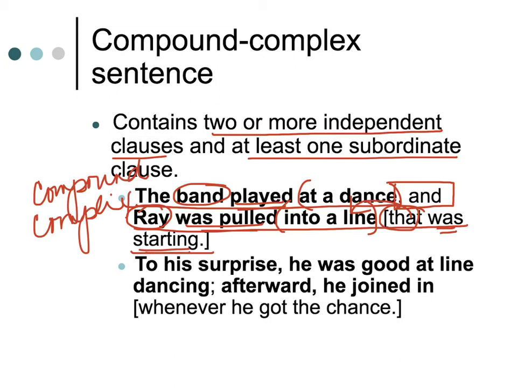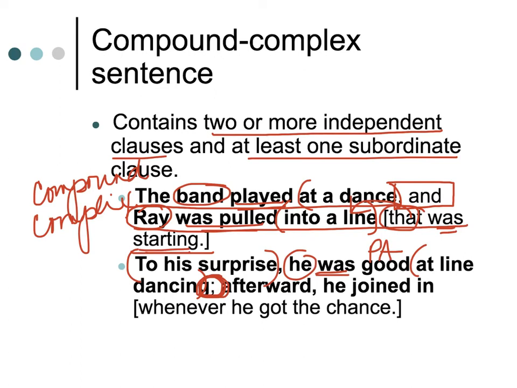To his surprise, he was good at line dancing. Afterward, he joined in whenever he got the chance. Was is the verb. He is the subject. Good is a predicate adjective. To his surprise, prep phrase. At line dancing, prep phrase. To his surprise, he was good at line dancing. That's a sentence. Here's your big clue that there's a compound. The semicolon.